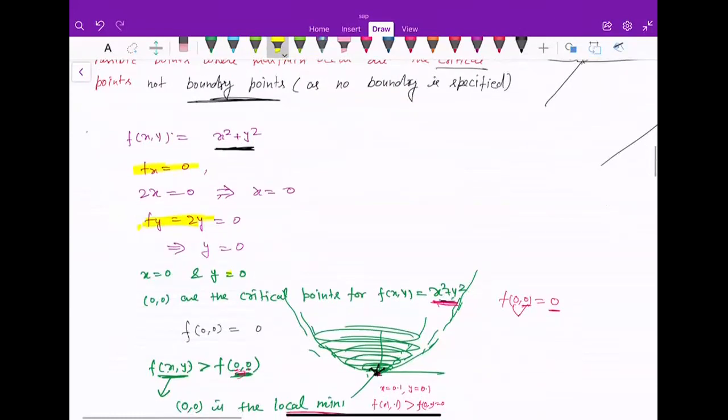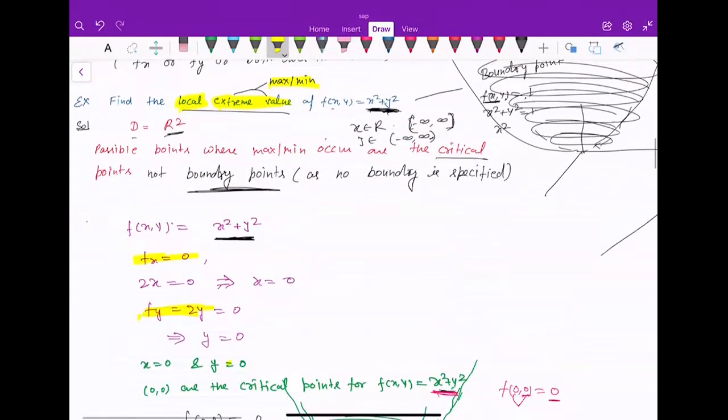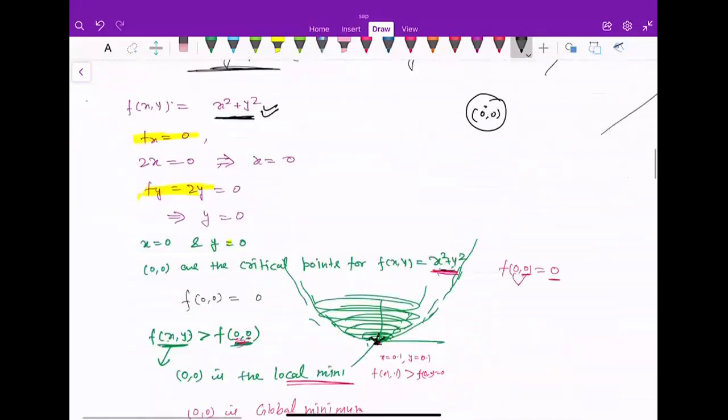Then we checked the nature of the point 0, 0 for the function. For this function x square plus y square, near the point 0, 0, at each and every point the function value is always greater than the value at 0, 0, because the function is x square plus y square. So the function value is always greater than 0. That is what we discussed in the previous class.